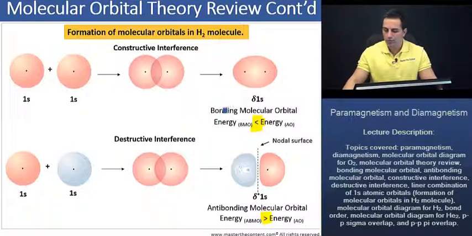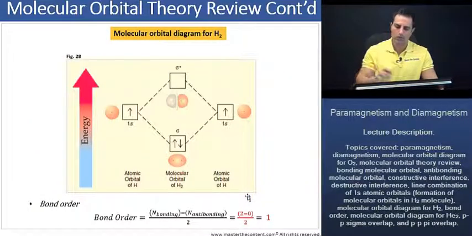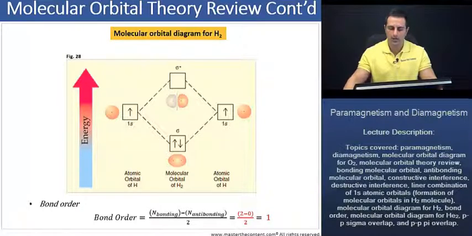Now that we've taken a look at sigma 1s orbitals and sigma star 1s orbitals, let's take a look at the molecular orbital diagram for an H2 molecule. And that'll help us understand molecular orbital diagrams. Now, if we take a look here, we see that we have the atomic orbitals of hydrogen. We have one here, and we have one here, and we have our lower energy sigma orbital, and we have the higher energy sigma star, or antibonding, molecular orbital as such.